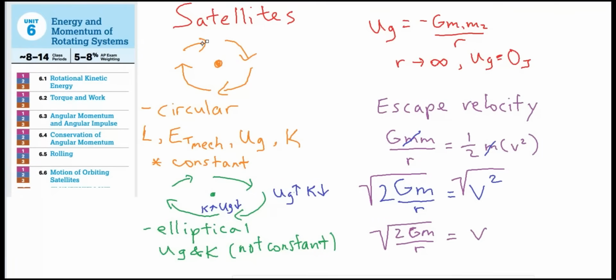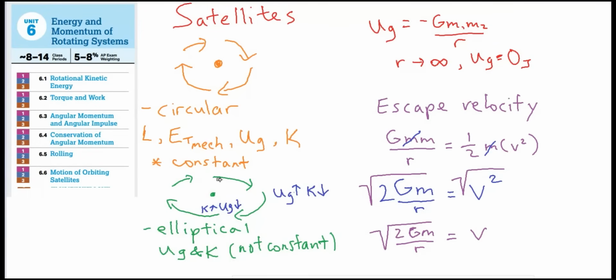With something that is in a circular orbit, it maintains a constant radius. Therefore, the angular momentum, the total mechanical energy, the gravitational potential energy, and kinetic energy are all constant. With the ellipse, the radius, or the distance from the center of the ellipse, is not going to be consistent, and our gravitational potential energy and our kinetic energy are not constant.